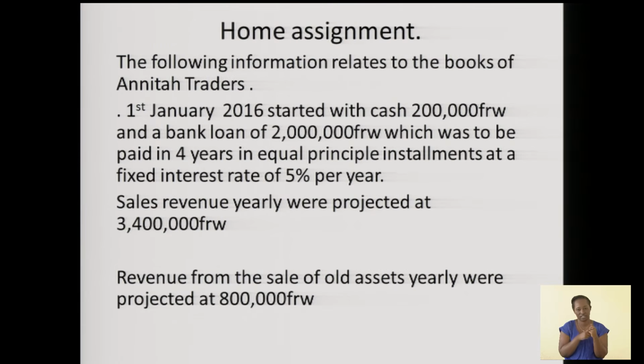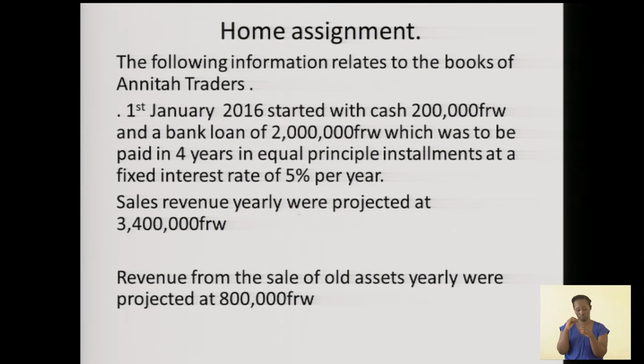You have to analyze that way. A bank loan of 2 million, which was to be paid in 4 years in equal principal installments at a fixed interest rate of 5% per annum. In that statement, we have cash inflows and cash outflows. Loan payment, interest paid. Those will be included in the cash outflows. But the bank loan, the 2 million, is a cash inflow in 2016. So you have to analyze that way. And the rate of interest here is fixed.